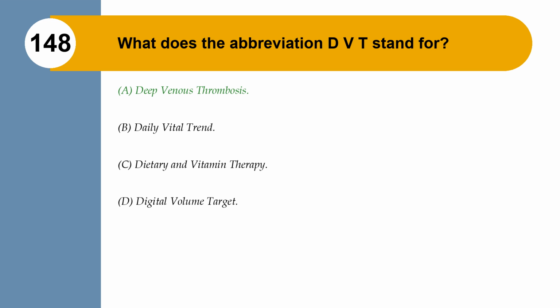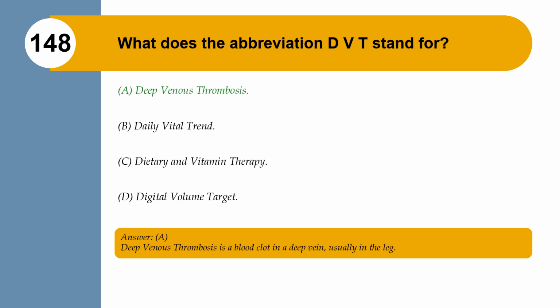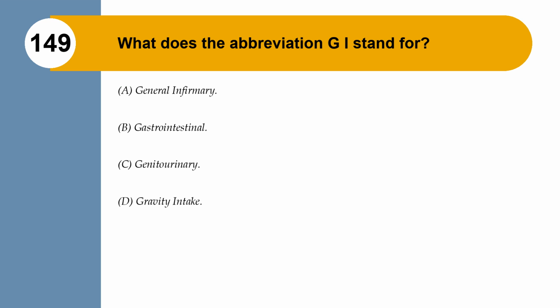The correct answer is option A, deep venous thrombosis. Explanation. Deep venous thrombosis is a blood clot in a deep vein, usually in the leg. Question 149. What does the abbreviation GI stand for?